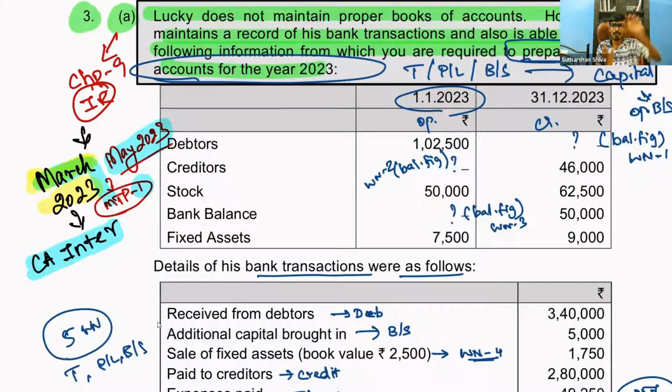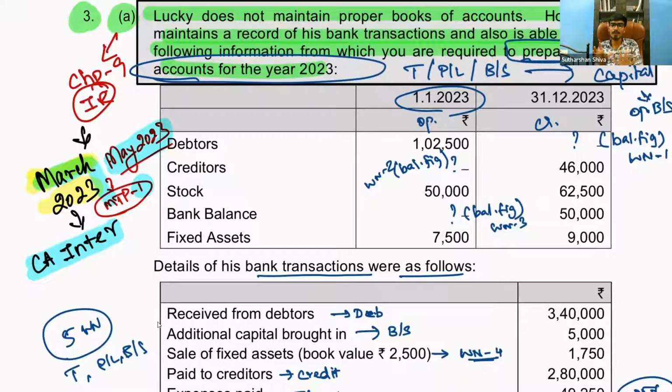Bank balance opening: leave some space on the debit side, by balance brought down. Leave some space and write down 50,000, which is given as the closing balance as on 31st December 2023. Write it as to balance carried down on the credit side. Then fixed assets are given. Fixed assets opening value, brought down value, and carried down value of 9,000 are also given.